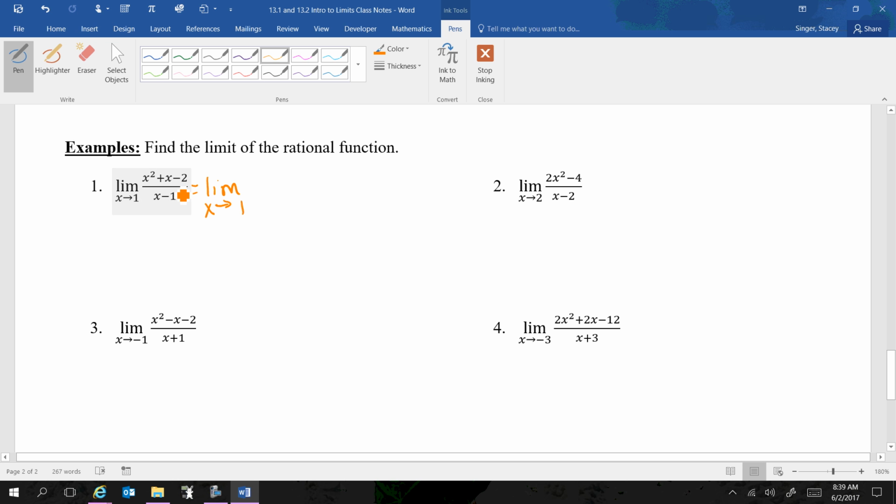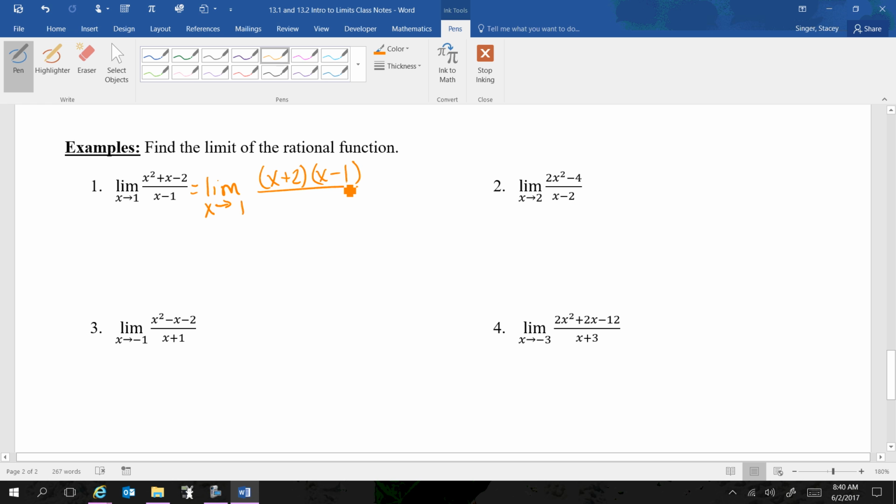So, how can I factor my numerator? X squared plus x minus 2. How can you factor it? x plus 2, x minus 1.